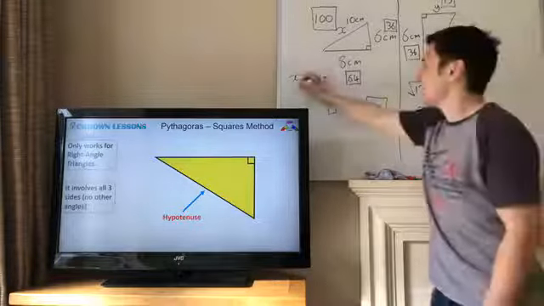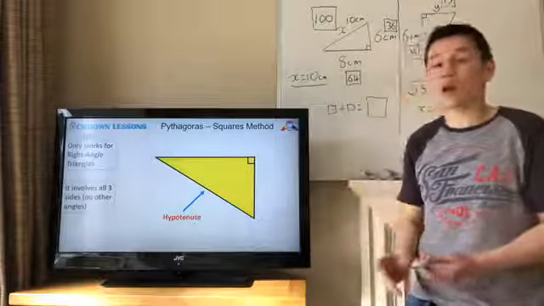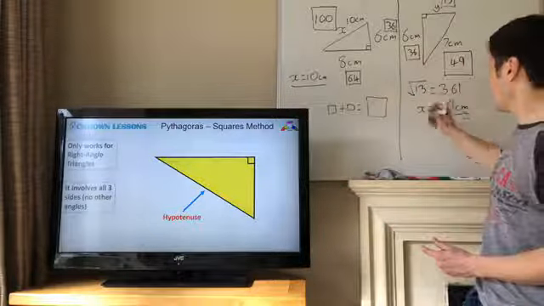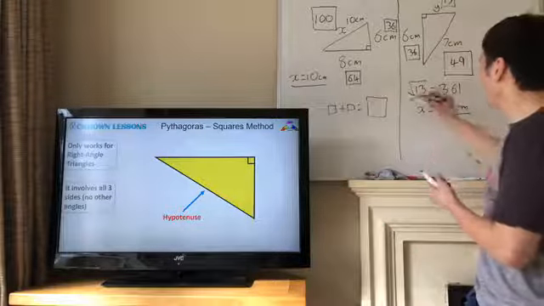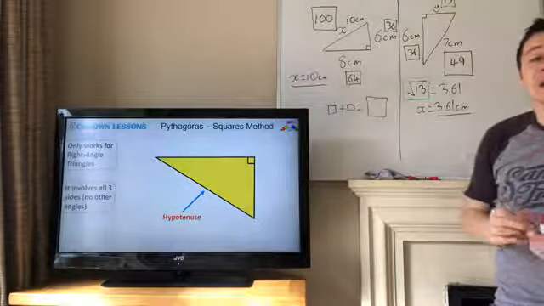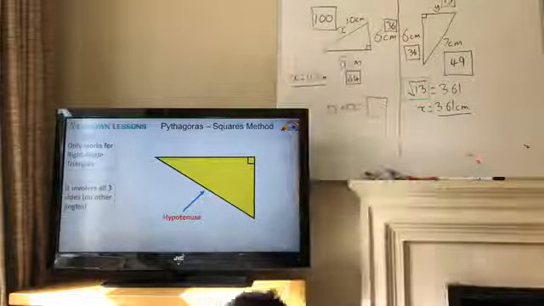Now, if you are using a different method for Pythagoras, that's absolutely fine as long as it works for you. If you haven't got a calculator, you can quite easily leave your answer like that for now. That's absolutely fine. Okay, so let's have a look at the questions on the board, some basic Pythagoras questions.